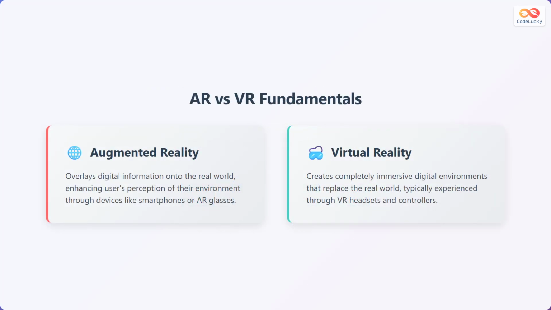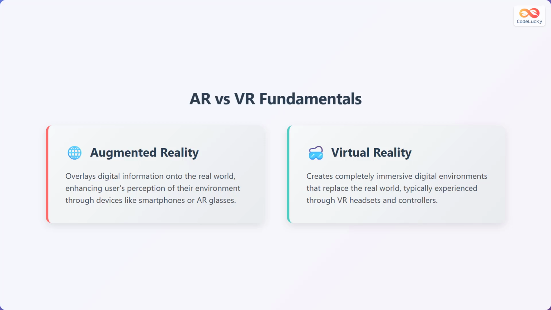Let's start with the fundamental distinction between augmented reality and virtual reality. Augmented reality overlays digital information onto the real world, enhancing your perception of the physical environment around you. Think of Pokémon Go or Instagram filters. These applications add virtual elements to what you see through your smartphone camera or AR glasses.